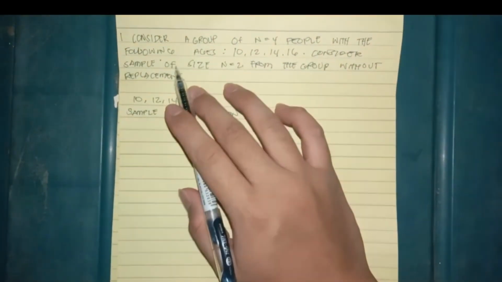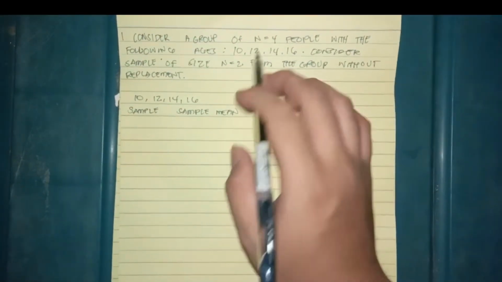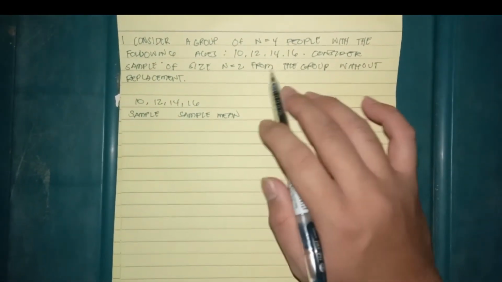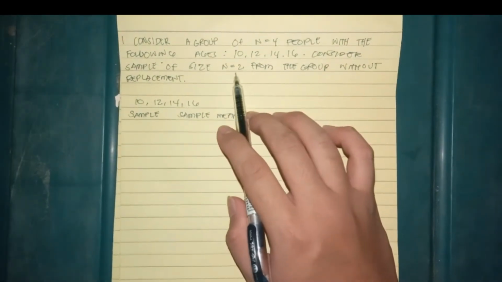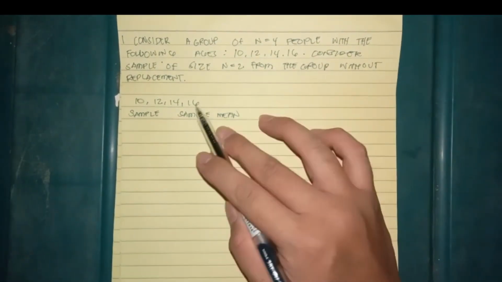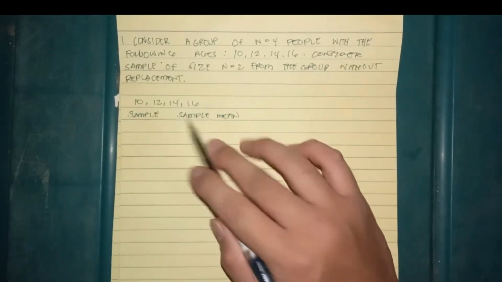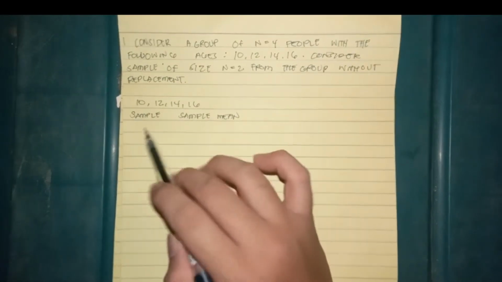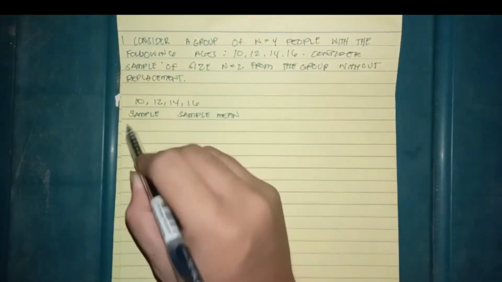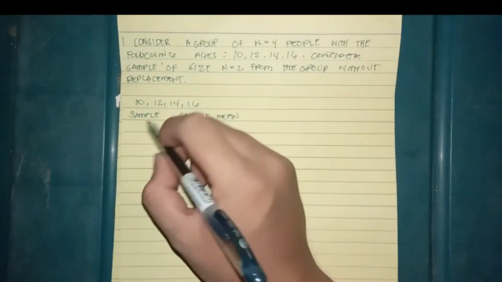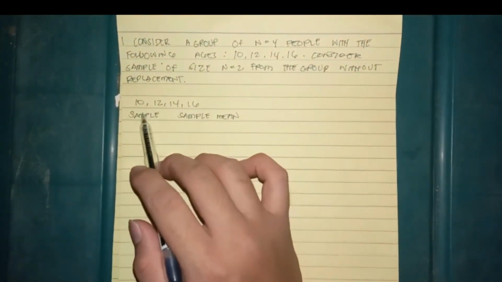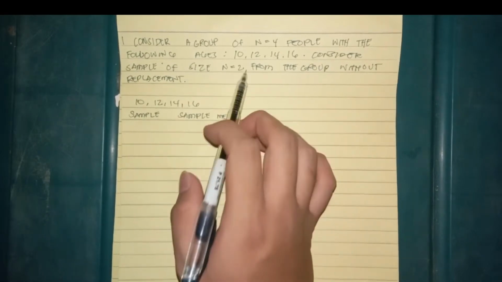The problem solution example: consider a group of n equals 4 people with the following ages: 10, 12, 14, and 16. Consider samples of size n equals 2 from the group without replacement. The first thing to do is gumawa muna tayo ng table para sa samples and means. Ito na yon. Para makagawa ng samples, kailangan natin itong mga numbers na to para makakuha ng samples of size 2.